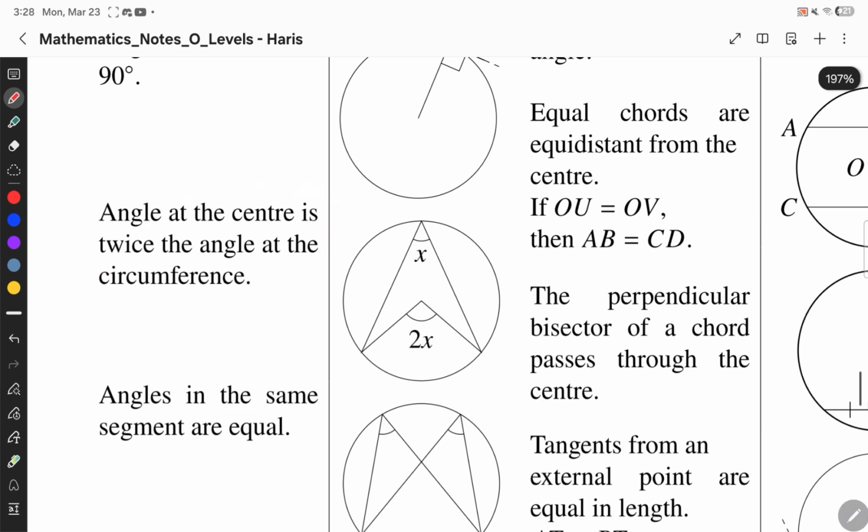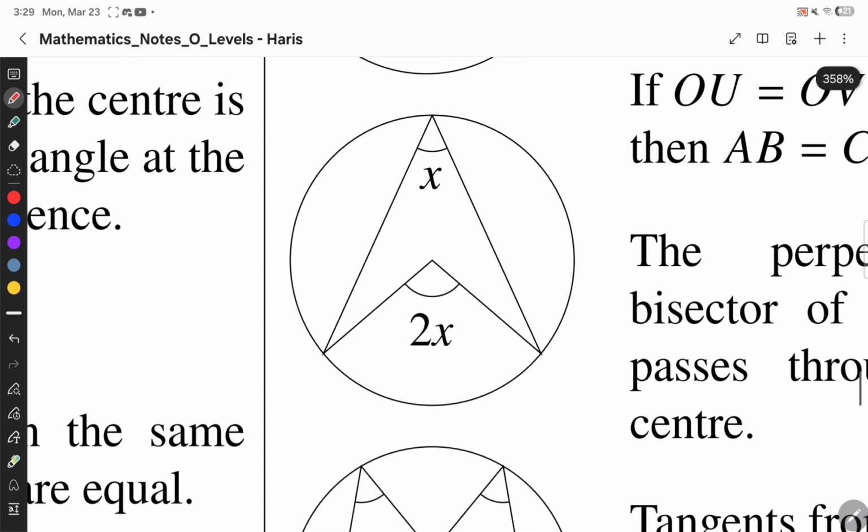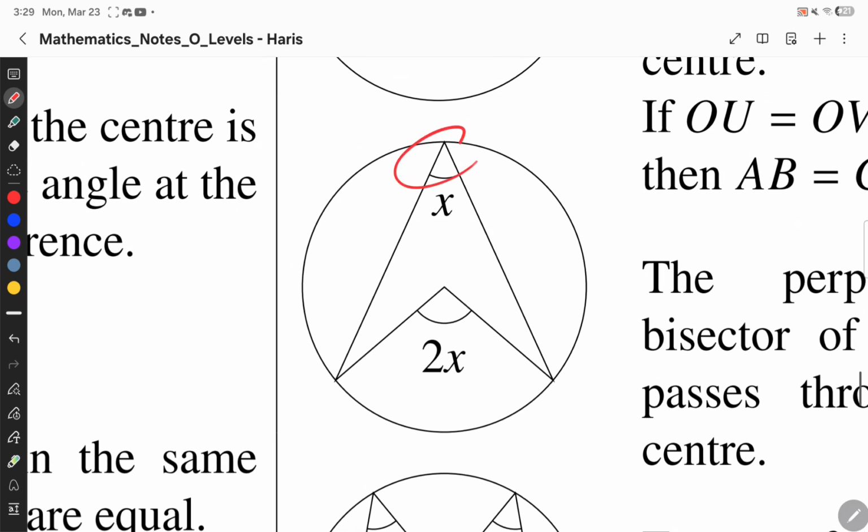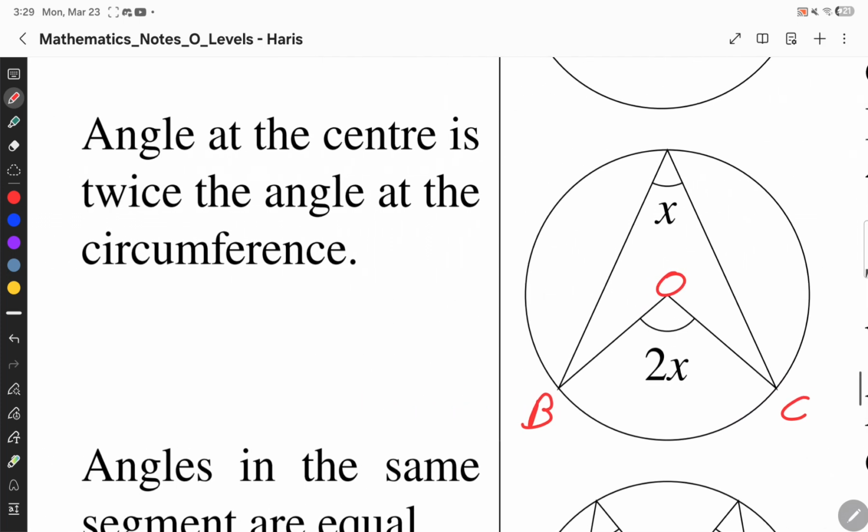For this, what you have to look out for is the angle over here and over here. You need to see by which 2 points this angle is made. For example, this angle is made from B and C, and you need to see if there are lines from B and C to the origin. If you see a setup like this, then you are good.